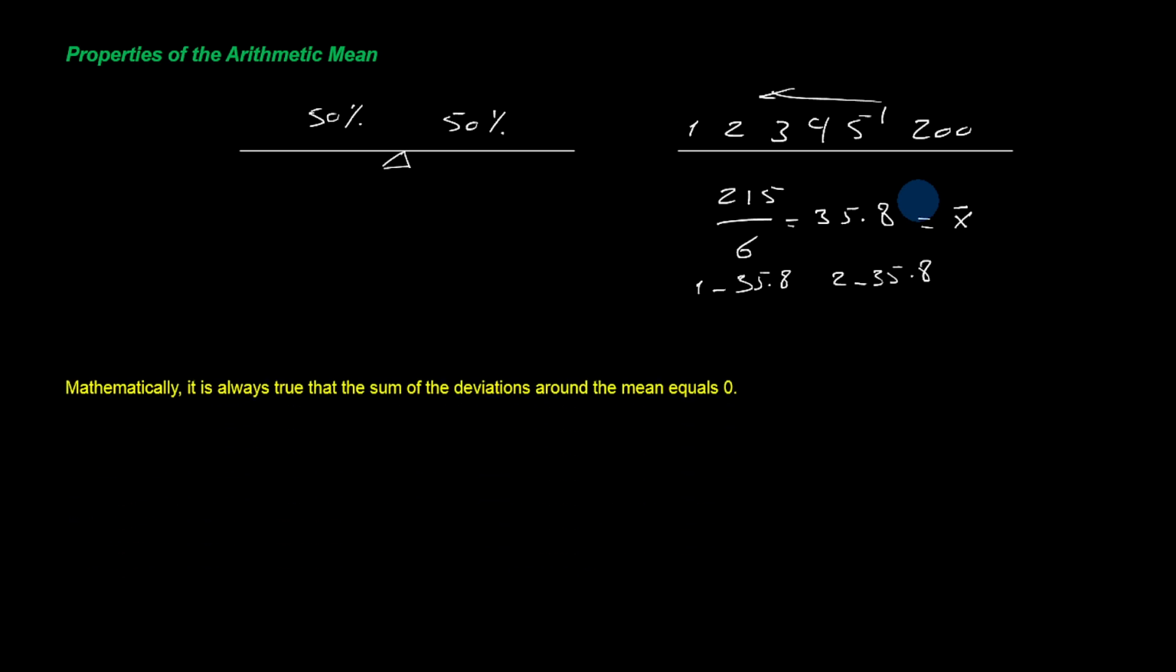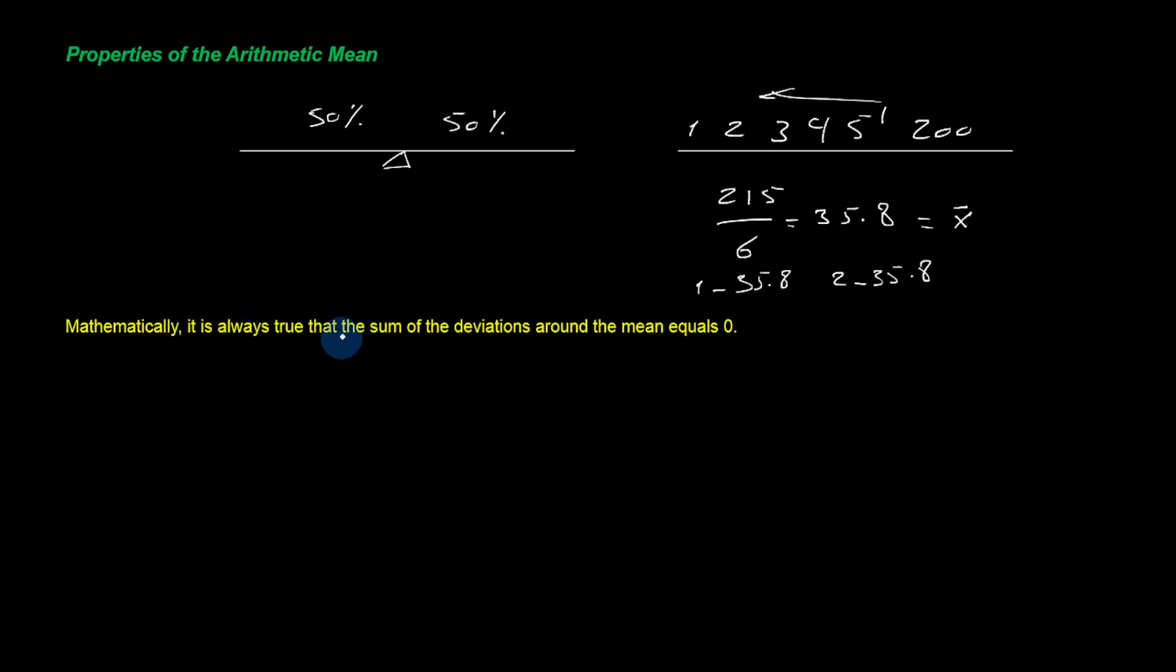Now, mathematically, it is always true that the sum of the deviations around the mean equals 0. So that means these are our deviations. If I were to write it up in a formula, that would be sigma of all the deviations from the mean equals 0. So we add up all the deviations from the mean, we add them all up, we're going to get 0. And that is the arithmetic mean. That is one of the properties of the arithmetic mean.